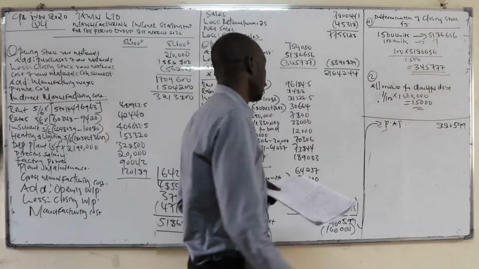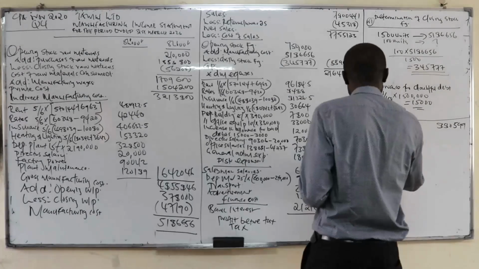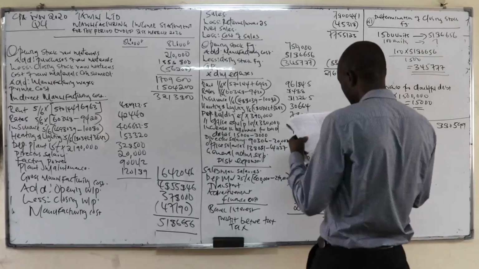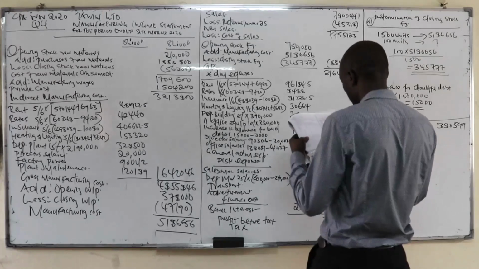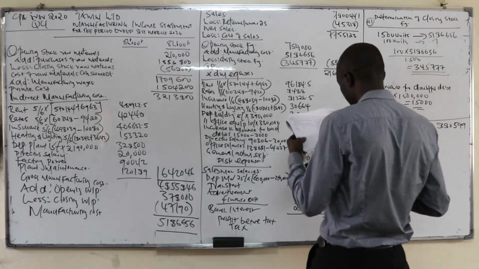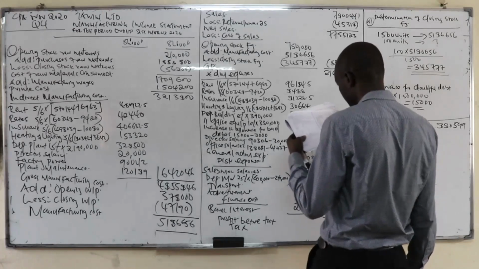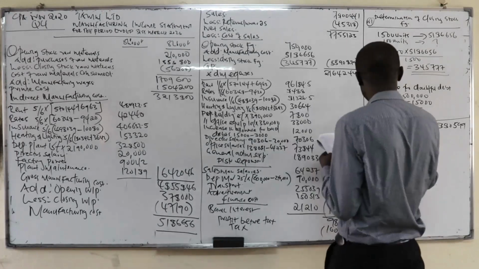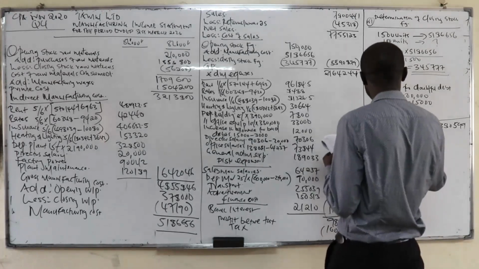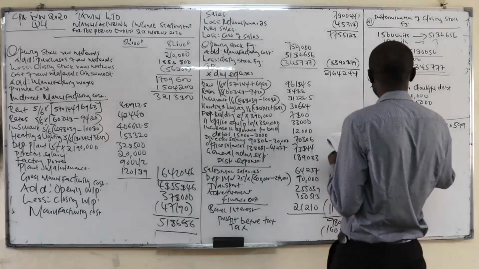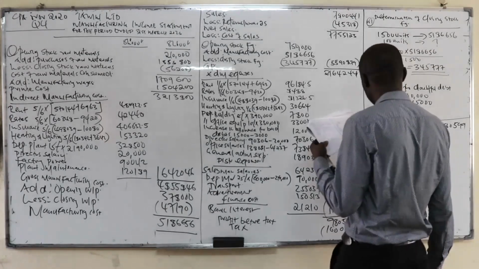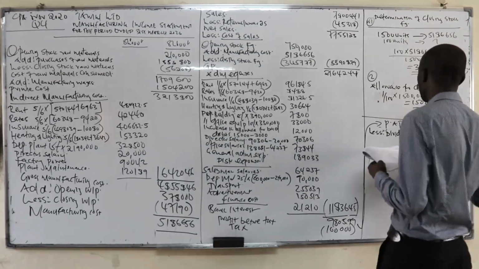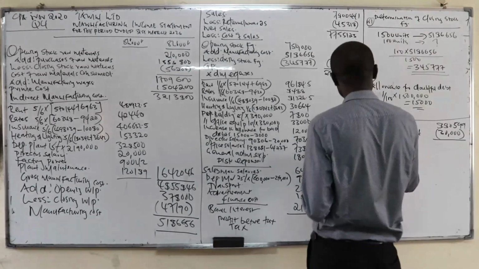So you less dividend. Where is the dividend? Where is it? Interim dividend, isn't it? So we less dividend paid, which is how much? 30,000. We don't have proposed dividend. Then you get the retained profit balance carried down.